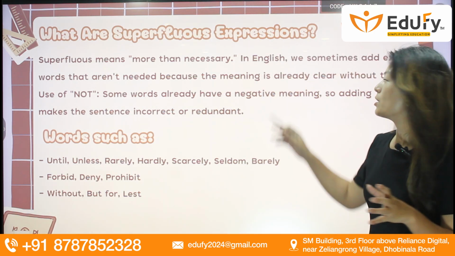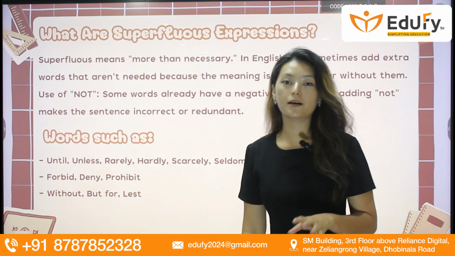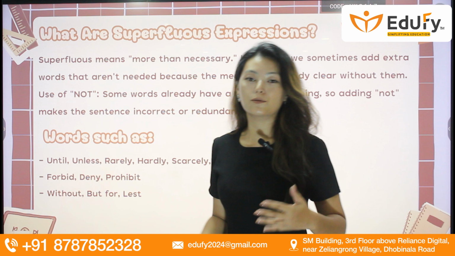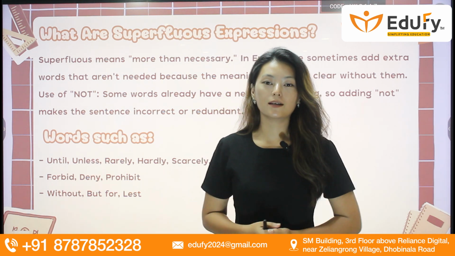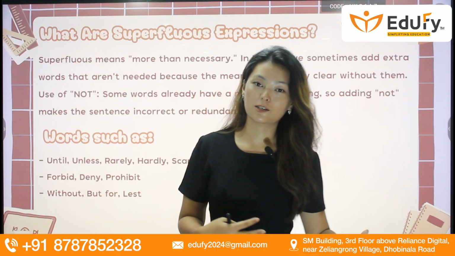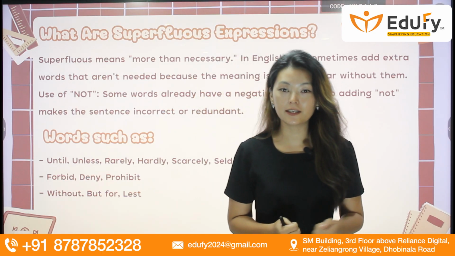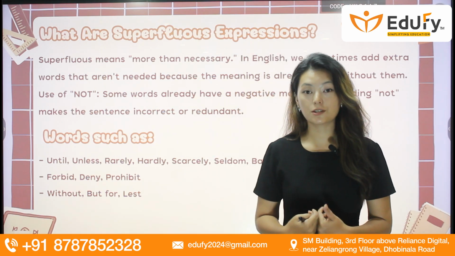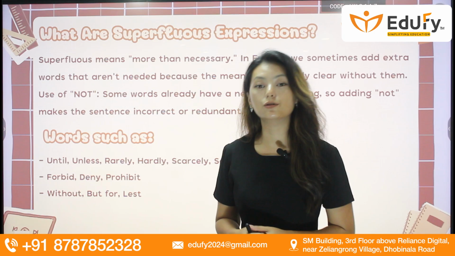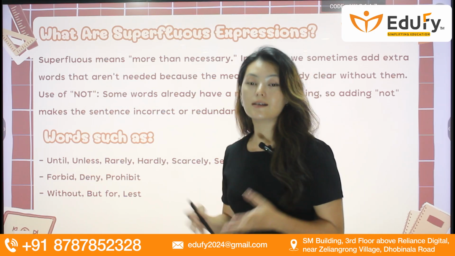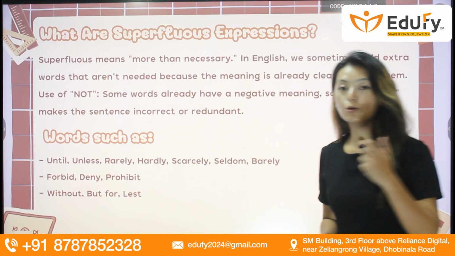Now, in English, we sometimes add extra words that aren't needed, okay? And this happens when we are not Americans, we are not Britishers, we are all Indians, right? So when we speak, we tend to use superfluous expressions in English, mainly because we are trying to translate Hindi to English, right? So that's where the superfluous expression comes from. Therefore, we have to understand that there are certain words that cannot be used together in one sentence, as it will make a superfluous expression. So let's take a look at those words.